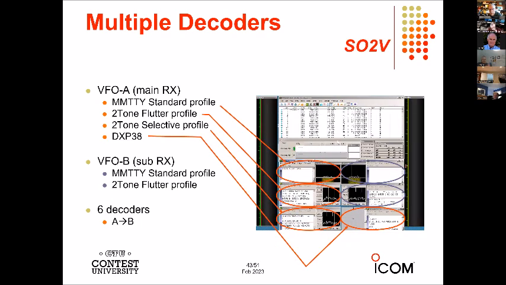Here is the way that you can do SO2V, that is 2 VFOs on different frequencies in the same radio. And so here's 6 decoders. The red ones are on the main VFO. The gray ones here are on the sub VFO, or the second receiver. And this allows you to be, say, running on the main VFO and tuning the second VFO for multipliers or unworked stations around the band, and interleaving search and pounce QSOs with run QSOs for SO2V.